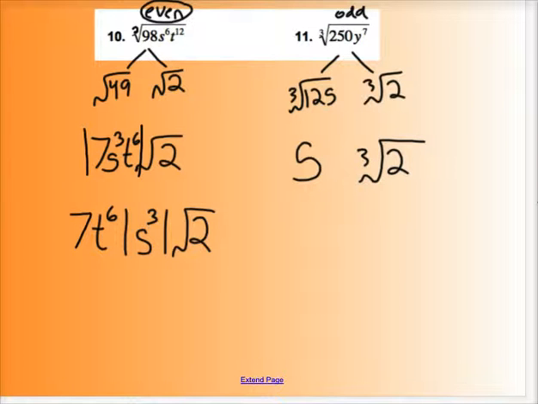Well, now for that y to the 7. 3 doesn't go into 7 evenly, but 3 can go into 7 twice, and there's going to be 1 left over. And so we represent our answer by pulling out a y squared for the 2 times 3 goes into 7. Then the remainder of 1, so y to the first, is stuck inside.